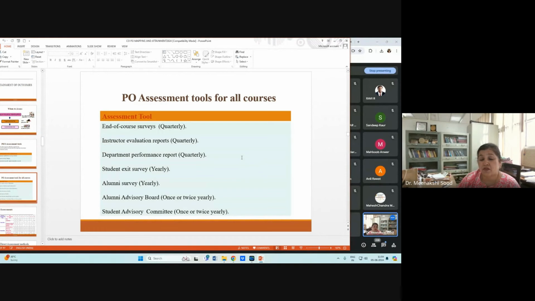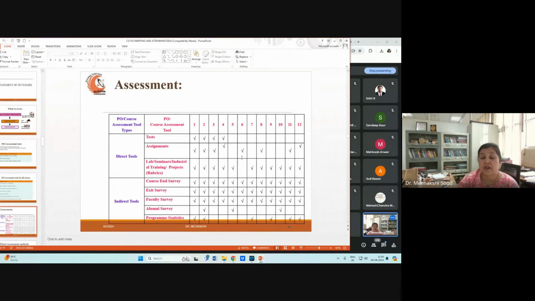So alumni survey, student exit survey, some advisory committee or student body, you can take inputs from them. For PO assessment, you have direct tools and indirect tools. Direct tools are the same as those related to the COs: your assignments, tests, exams, lab. They help us check whether the POs have been attained or not. Indirect tools are the surveys, the faculty survey, alumni survey, or any type of questionnaire. So PO attainment is a combination of the direct tools and the indirect tools.